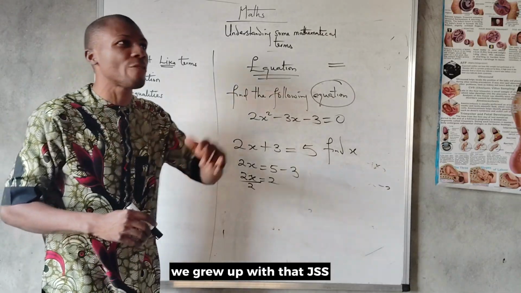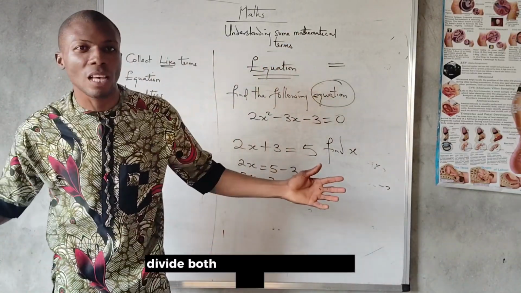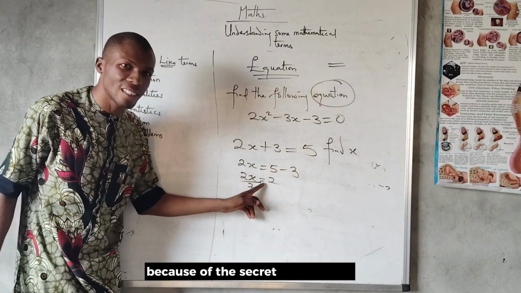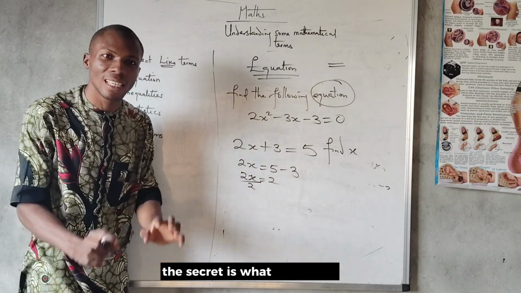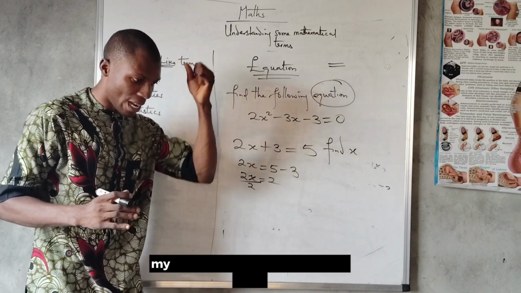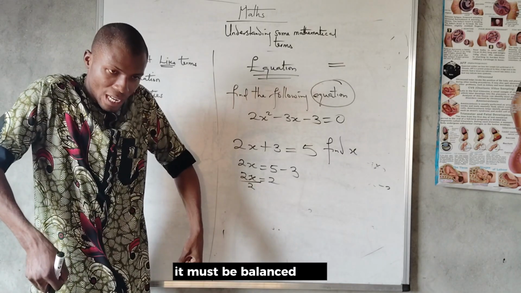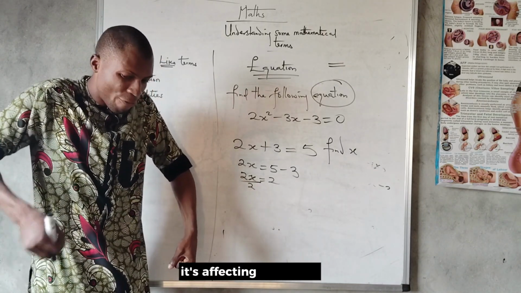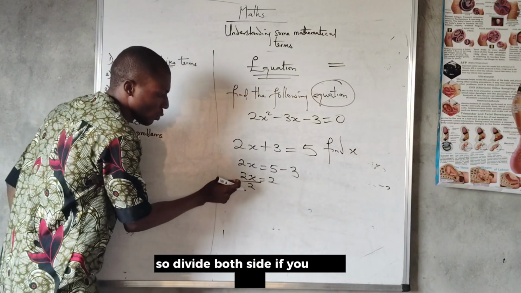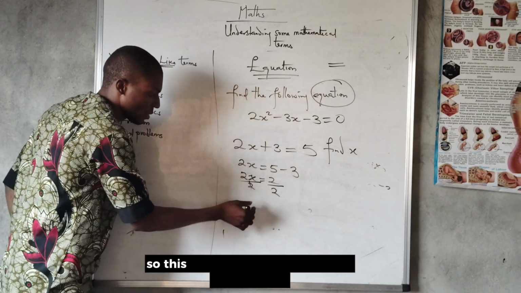We grew up with that. Divide both sides by 5. Divide both sides by 10. Divide both sides by 20. Why both sides? Because of the secret of what? The equal sign. So that's why there must be balance. Equal to means my left hand side should not be shorter than my right hand side. It must be balanced. So anything I'm doing here is affecting this place. So divide both sides. If you do it here, you do it here, so that you balance by the same 2. So this will cancel this.